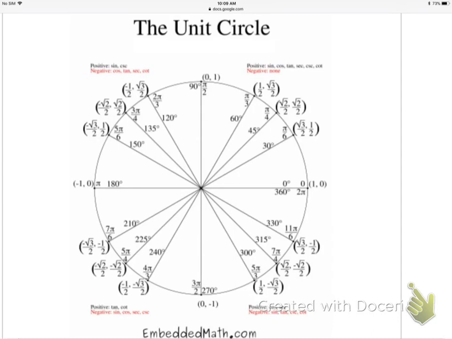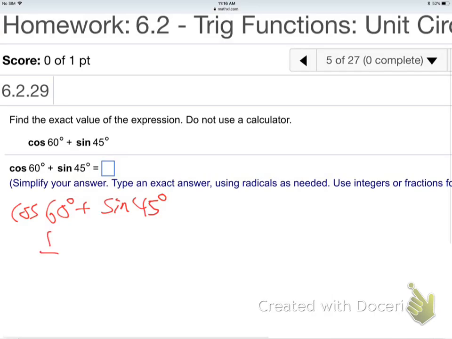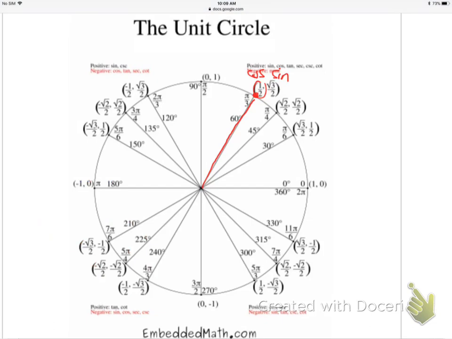So when we go to, what is it we're doing? A cosine 60, go to 60 degrees. 60 is right here. It's this point. So this is cosine. So they want the cosine of 60, a half. And then the sine of 45 is right here. Sine is the y, root 2 over 2.